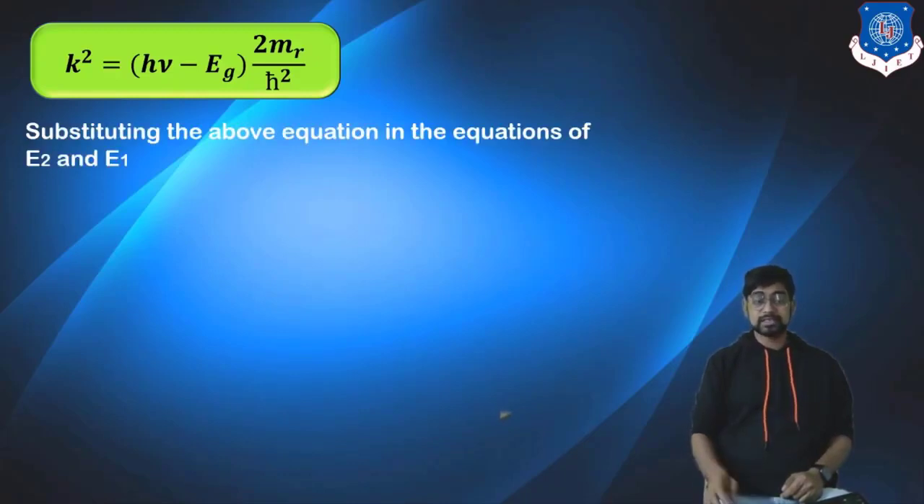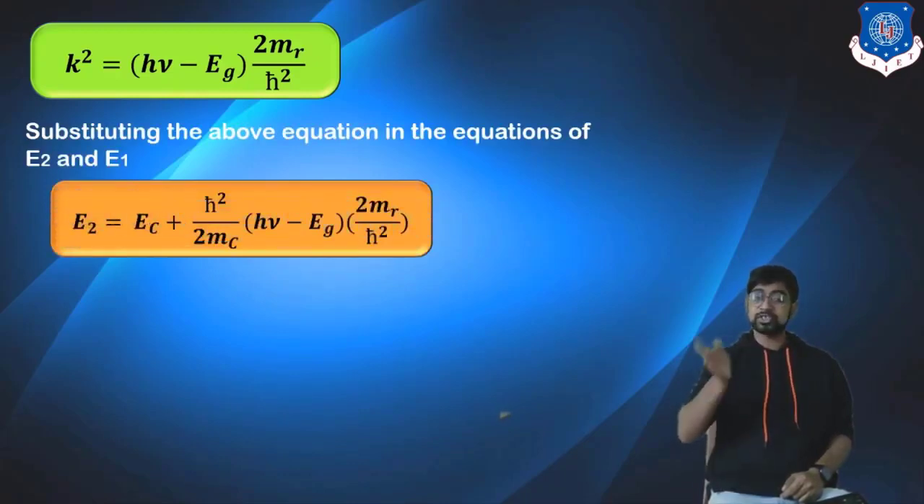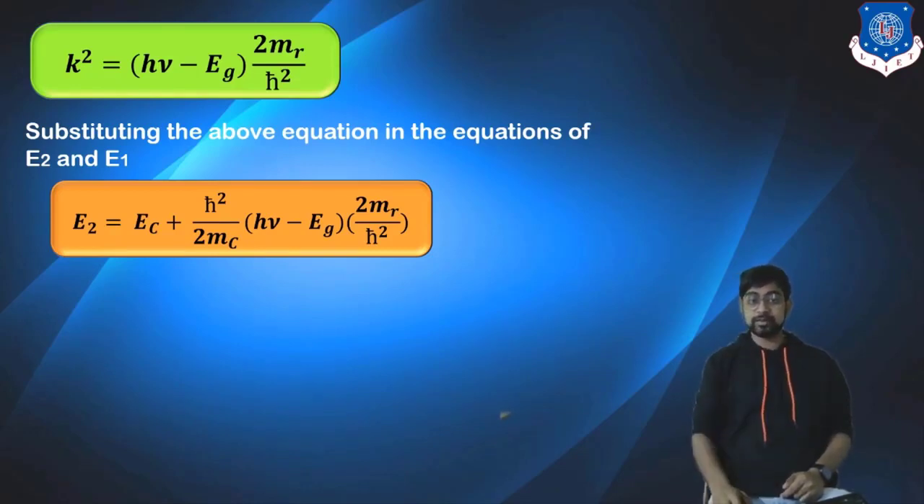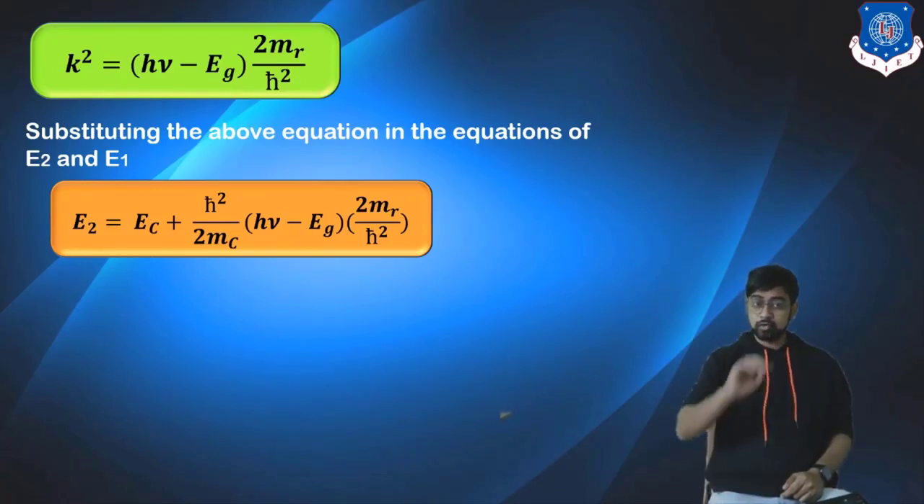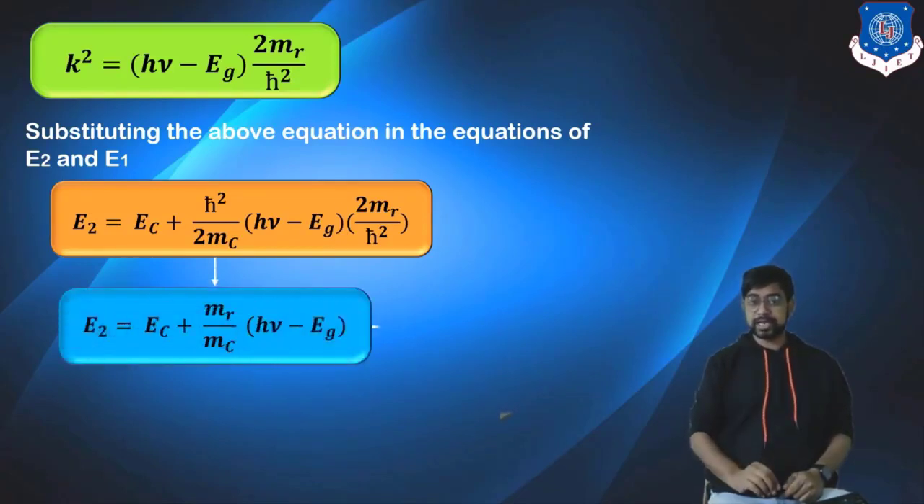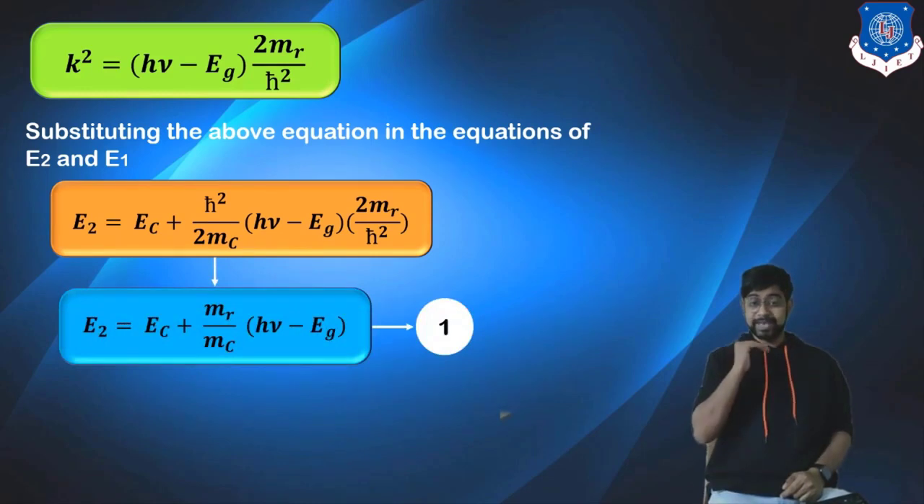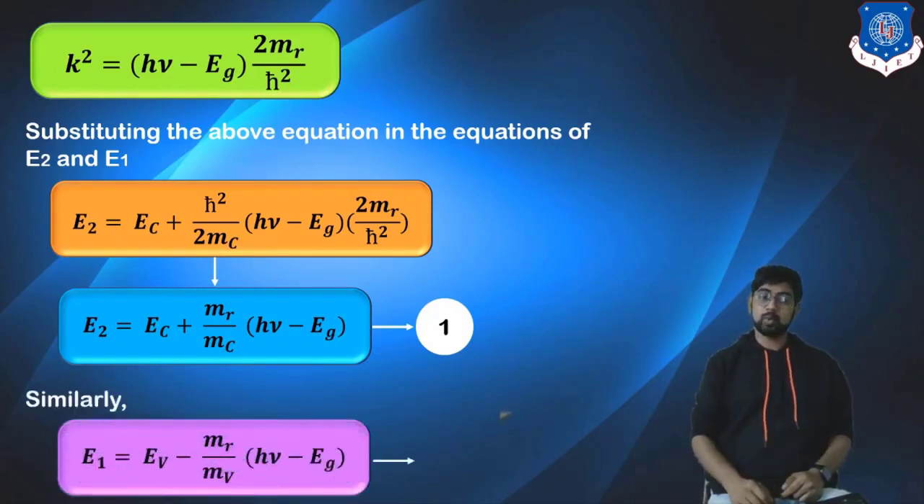Now, substituting the above equation in the equations for E2 and E1. First, for E2, that will become EC plus h cap square upon 2mc times (hv minus Eg) 2mr by h cap square. So you can see that h cap square will be cancelled out, and 2 would also be cancelled out. So the remainder is EC plus mr by mc into (hv minus Eg). We repeat the same steps and get E1.